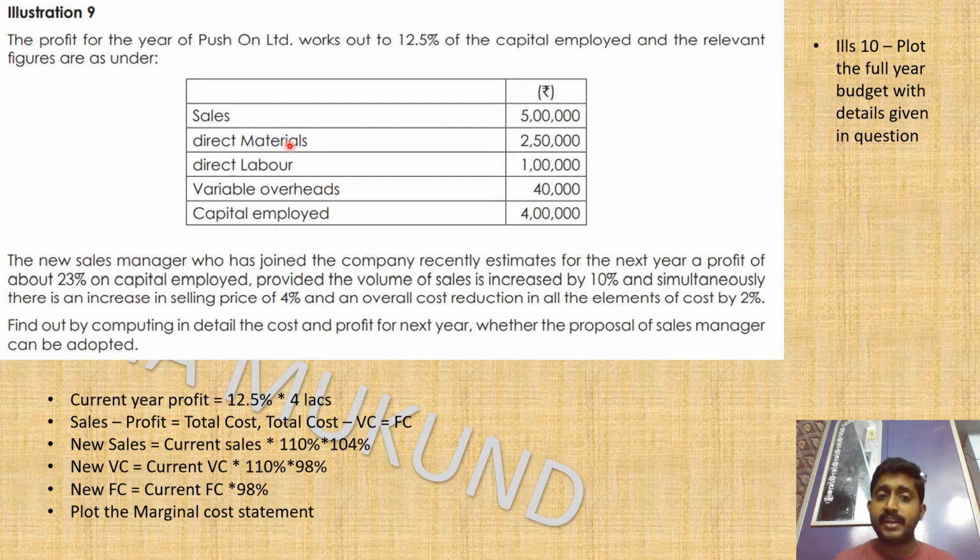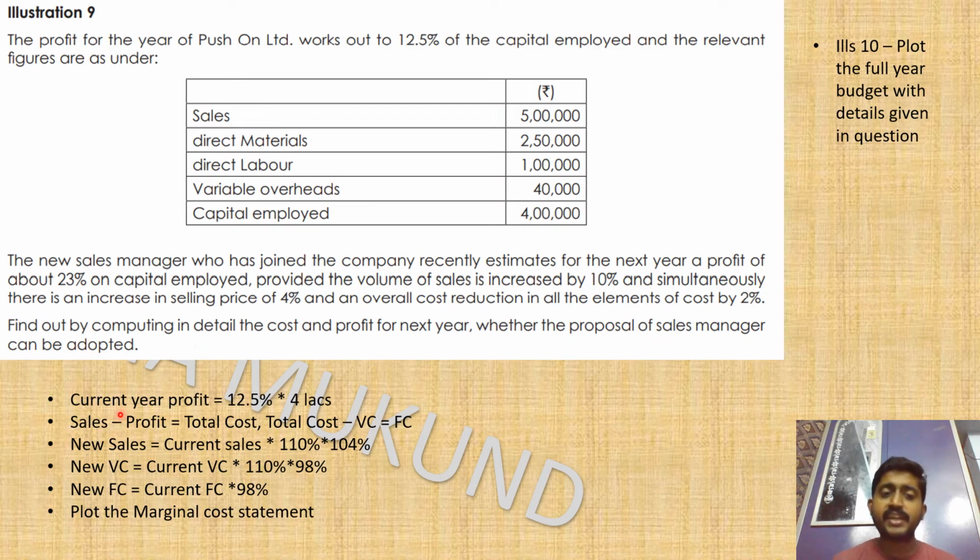So let it be direct labor, direct material, variable overheads, or even fixed overheads, all elements of cost, we have to cut the cost by 2%. So if we do this cost cutting, selling price increase and sales quantity increase, then we can achieve 23% of capital employed as our profit. Find out whether this proposal can be adopted or not.